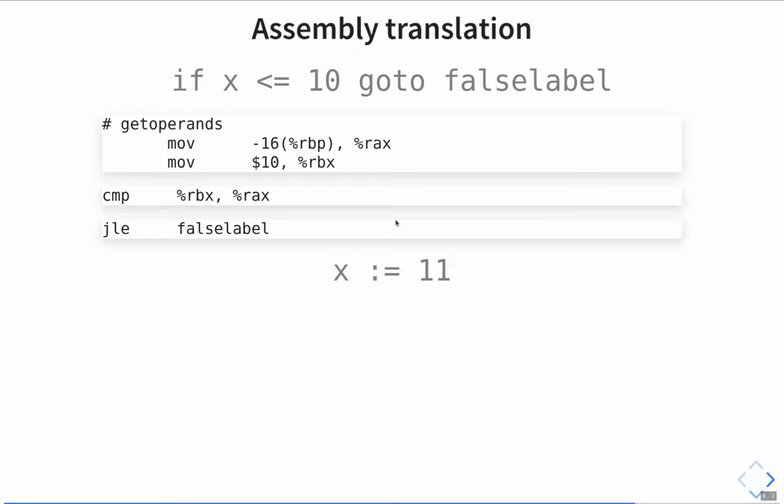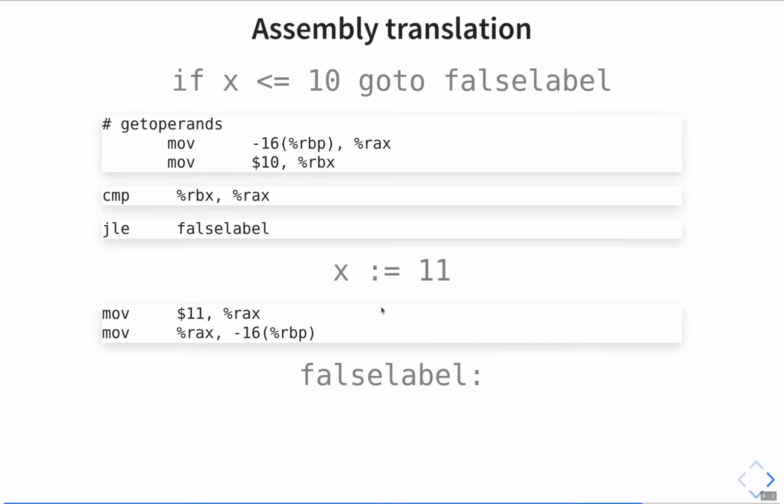Now let's translate this x equals 11 assignment statement. Again, we're moving the value 11 into RAX. Then we're moving the value of RAX into the memory location where x is stored. So we're overwriting the value of x this way with the value 11. And in the false label, to translate this, it's literally the same. We just omit a label. The syntax for simple IR labels is identical to the syntax for labels in assembly.